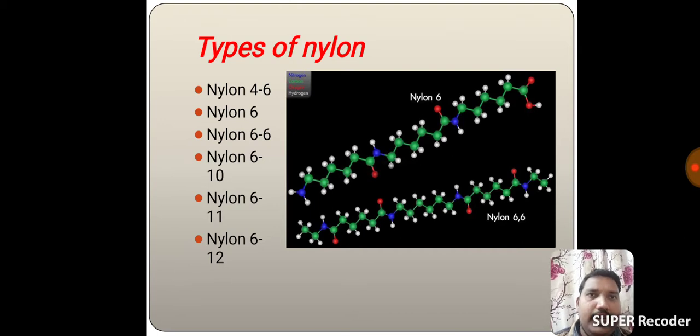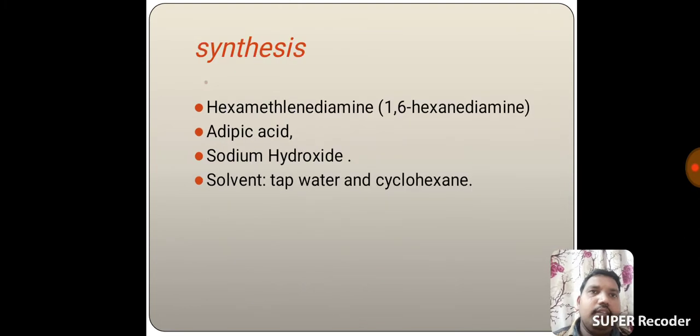Types of nylons. Nylons are nylon 4,6, nylon 6, nylon 6,6, nylon 6,10, nylon 6,11, nylon 12. These are the different nylons. Synthesis of nylon 66: hexamethylene diamine, that is 1,6-hexane diamine. Next one, adipic acid, sodium hydroxide, and the solvents are tap water and cyclohexane.